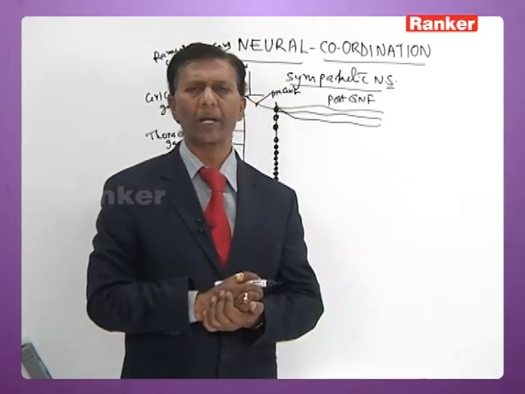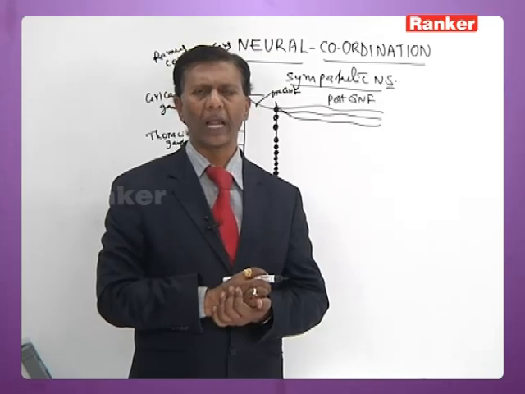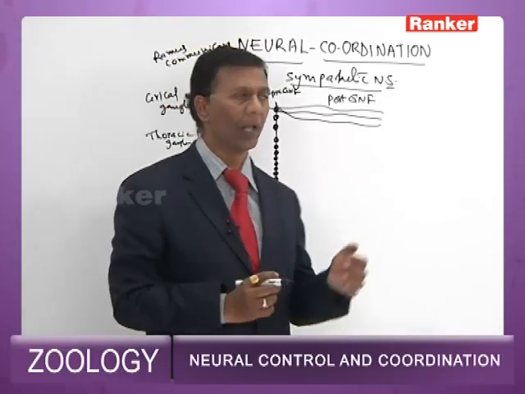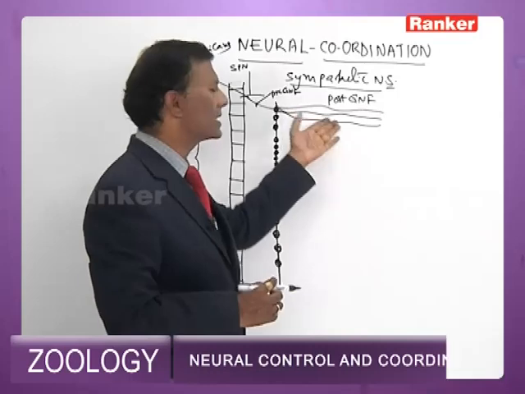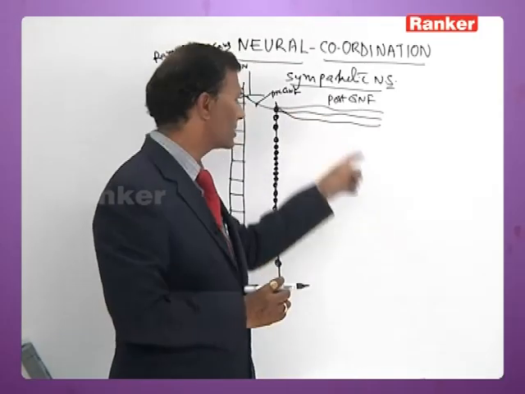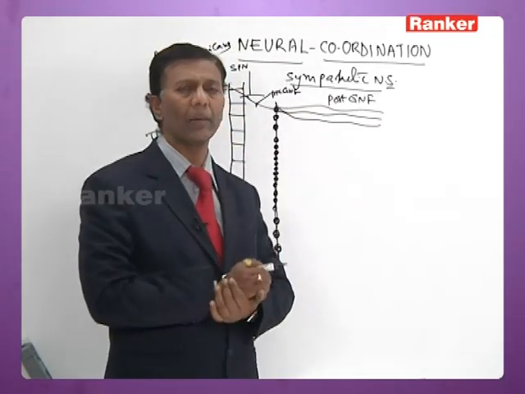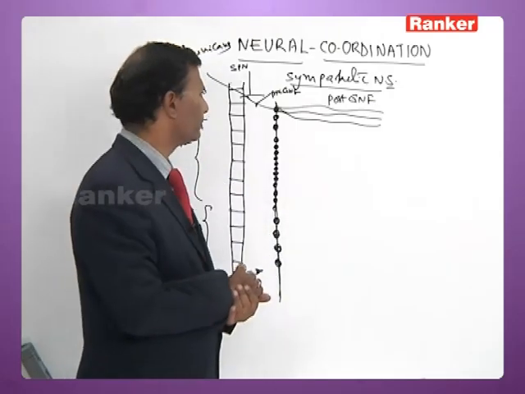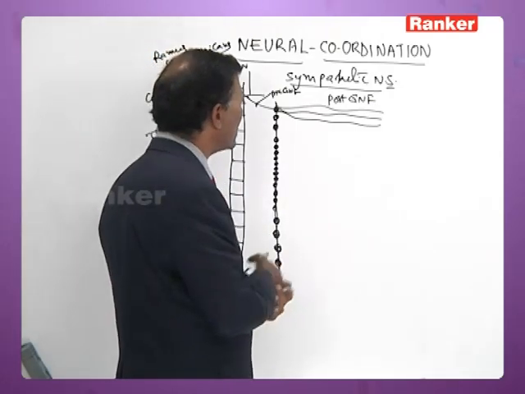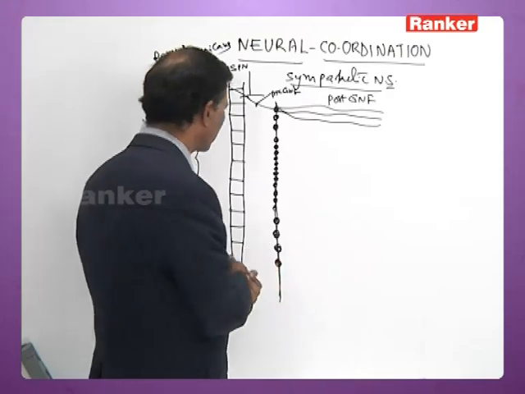Postganglionic nerve fibers are embedded within gray ramus communicans. You can call this white ramus communicans and this can be called gray ramus communicans because all these are non-myelinated, so we call them gray ramus communicans. Now these postganglionic nerve fibers innervate various organs.